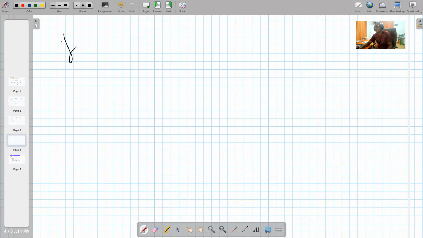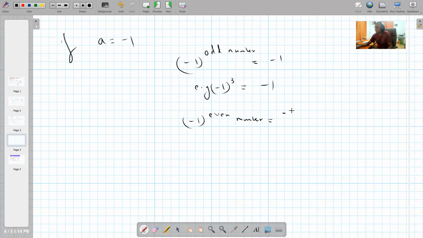If A is equal to minus 1, qu'arrive? Minus 1 to the power of odd number, par exemple, minus 1 to the cube is equal to minus 1. Minus 1 to the power of even number, par exemple, to the square, ça est égal à 1.